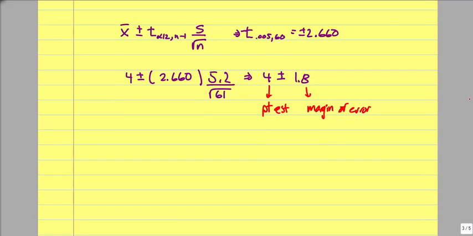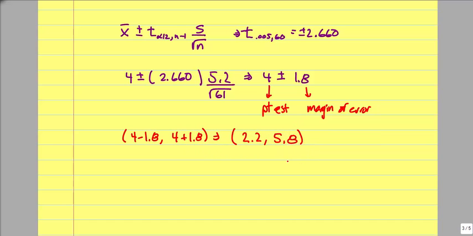Okay, so now let's go ahead and find the confidence interval for the population mean mu. Well, the left endpoint, and remember our intervals always go small to large, would be 4 minus 1.8. My right endpoint would be 4 plus 1.8. So the confidence interval would be 4 minus 1.8. 4 minus 1 is 3. 3 minus 0.8 is 2.2. And then in my upper I'd have 4 plus 1.8 is 5.8.